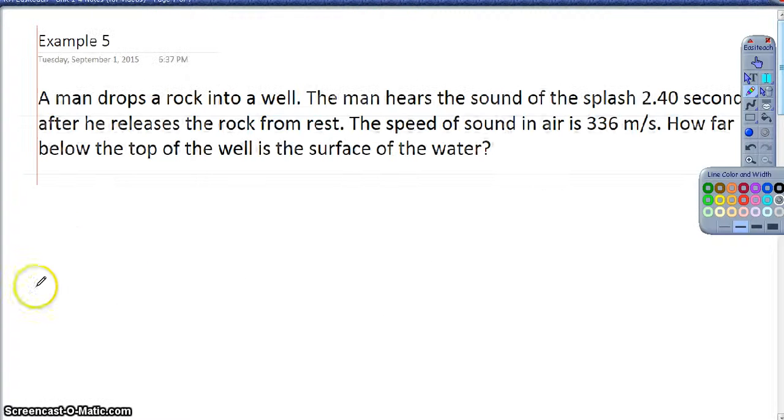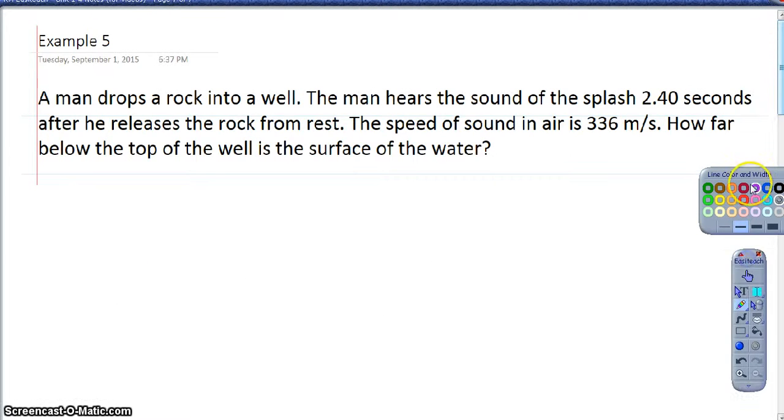We do have the next one as well. So this one's also fairly involved here, but hopefully not quite as bad as that last one. And again, if you guys want to try this and then check your answers, you are more than welcome to do so. Man drops a rock into a well.